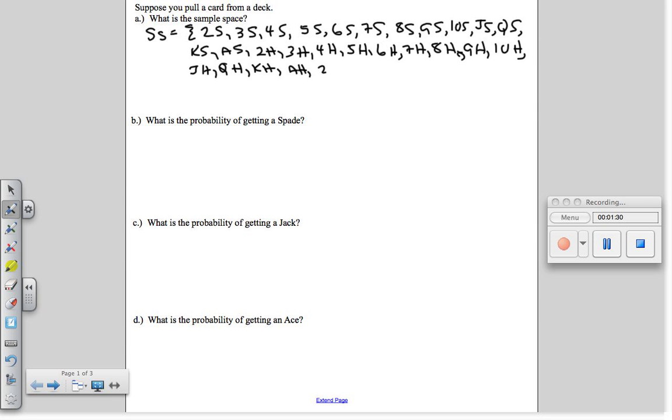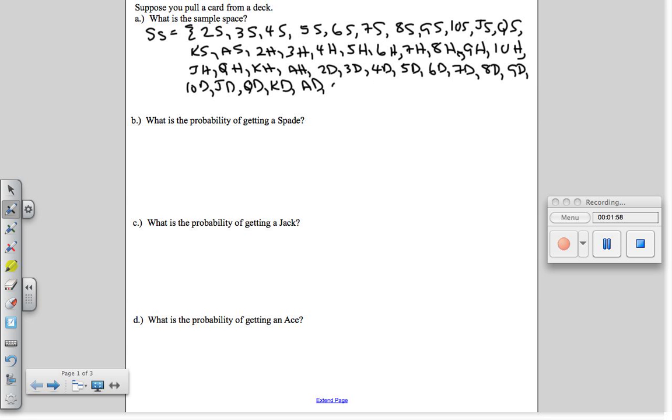You can get the 2 of diamonds, the 3 of diamonds, the 4 of diamonds, the 5 of diamonds, the 6 of diamonds, the 7 of diamonds, the 8 of diamonds, the 9 of diamonds, the 10 of diamonds, the Jack of diamonds, the Queen of diamonds, the King of diamonds, and the Ace of diamonds.